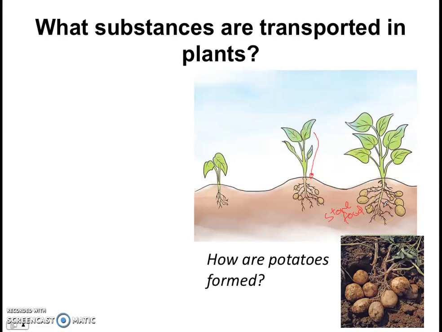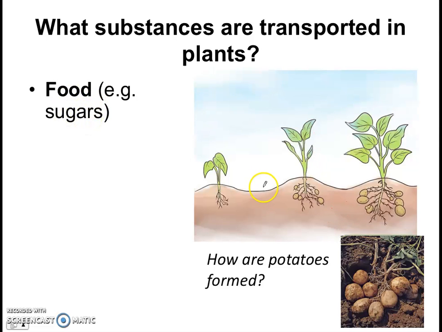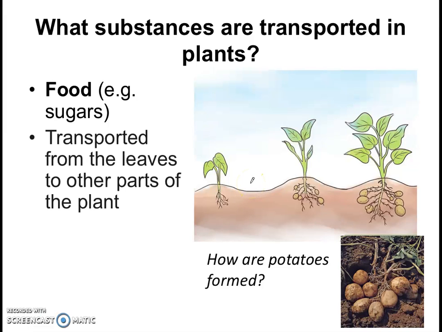Great. So what substances are transported in plants? Besides water and mineral salts, food is also transported in plants. And by food, a specific example of food are sugars. So food is usually transported from the leaves, where the food is made, to other parts of the plant, like the roots. The transport of food usually happens in this direction.